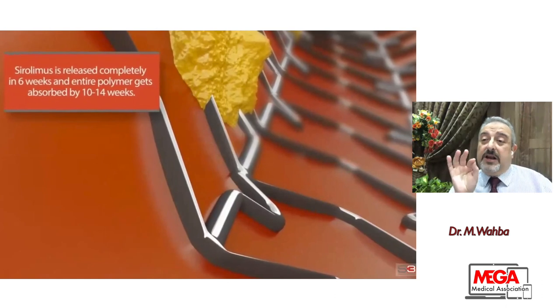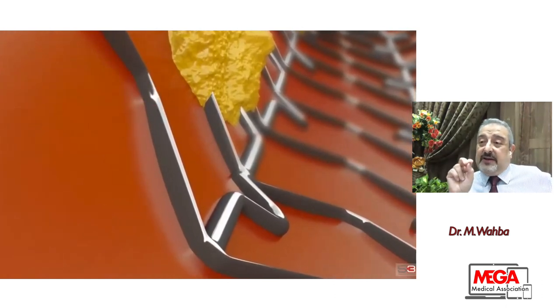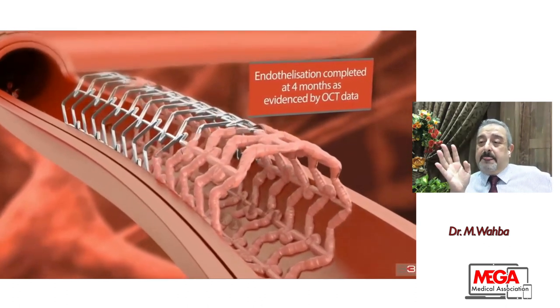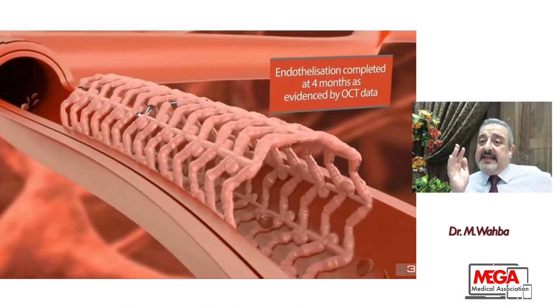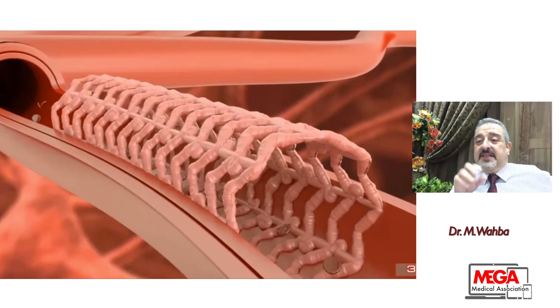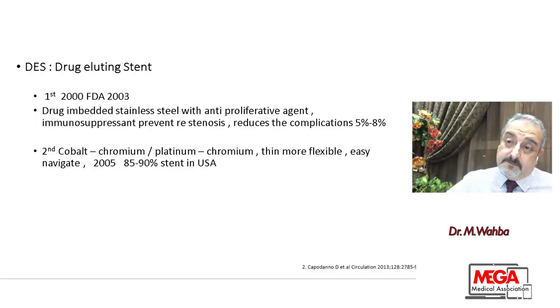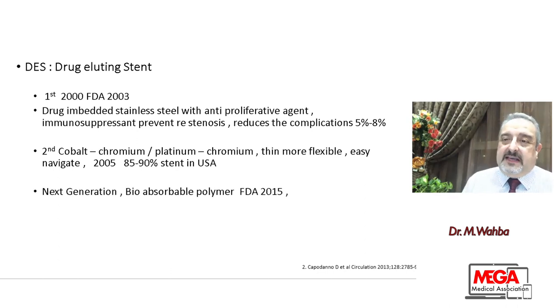But this will not be active, as you can see now, unless 4 months have elapsed between the insertion of the stent and its full functioning. That means the patient should receive dual antiplatelet therapy for 4 months to allow epithelialization of the stent, allowing smooth flow of the blood components without friction anymore. So that was the second generation of the drug eluting stent, but nothing stops the revolution.